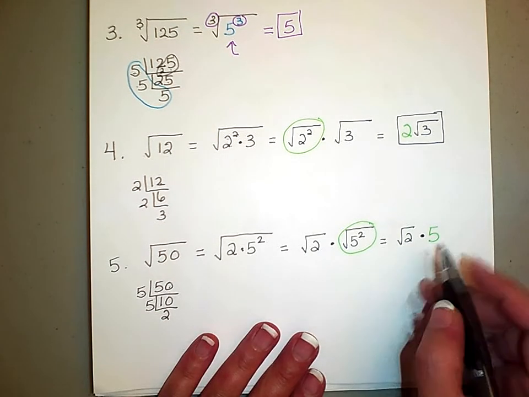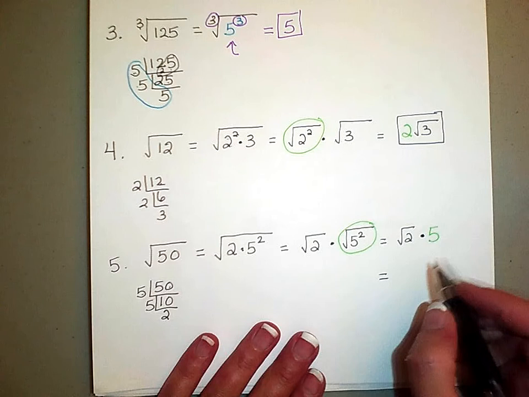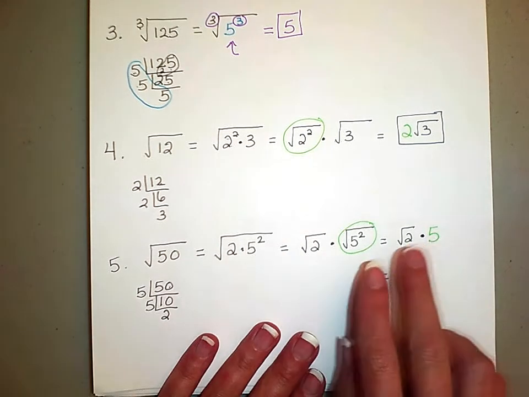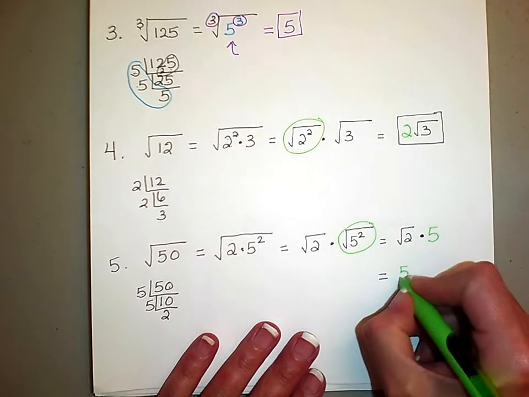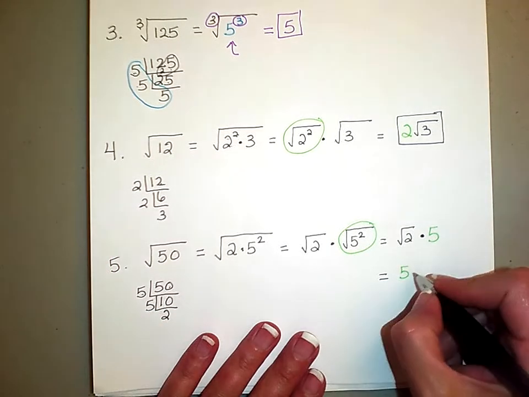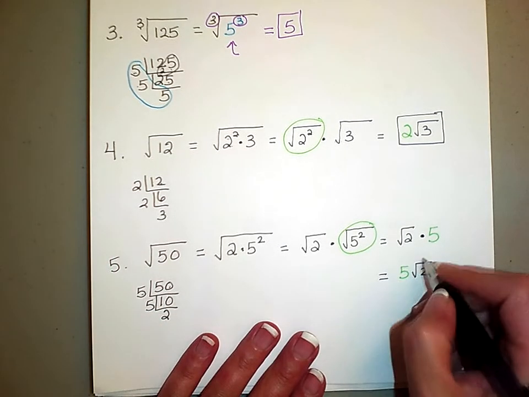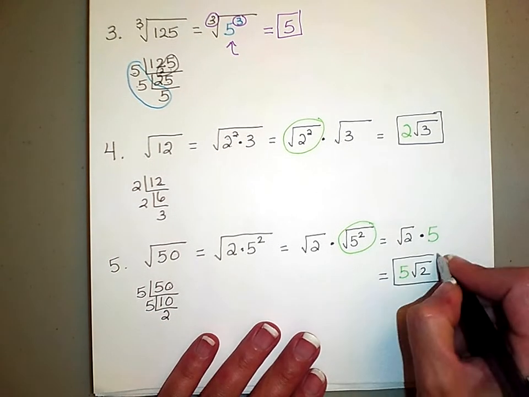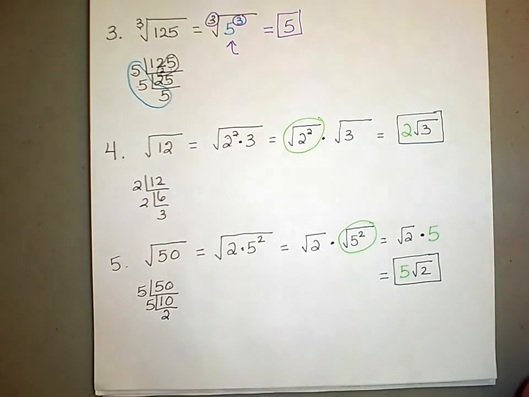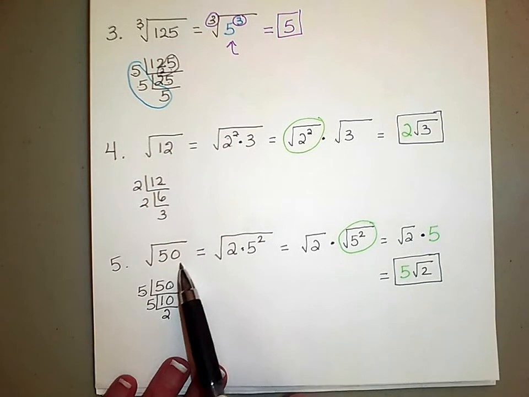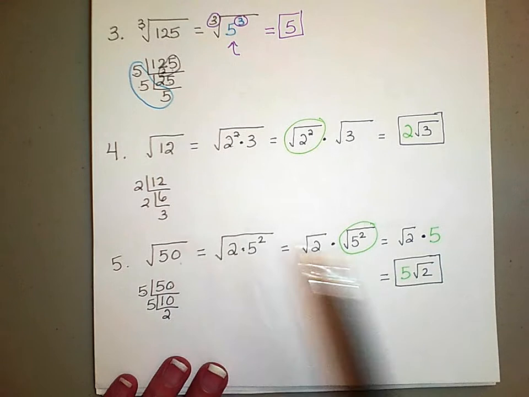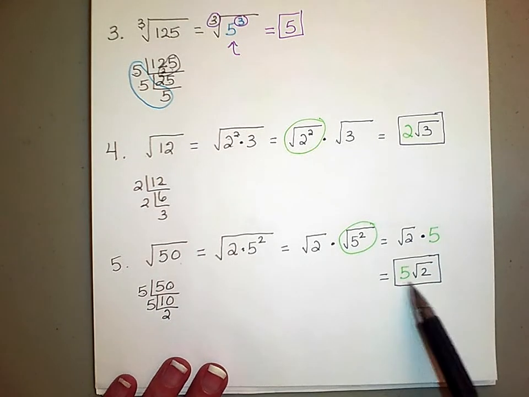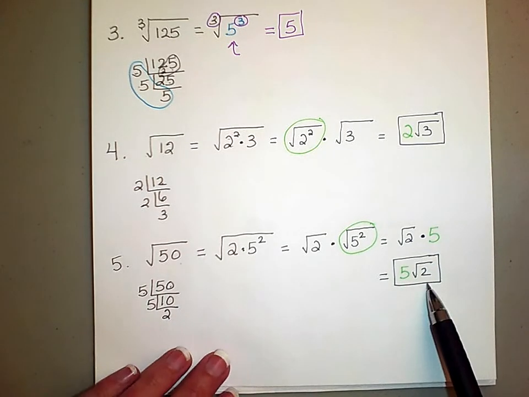And then, by convention, remember, multiplication will commute, so we like to write that as 5 times the square root of 2. And what this has allowed us to do is simplify the radical. So square root of 50 has been simplified to 5 times the square root of 2.